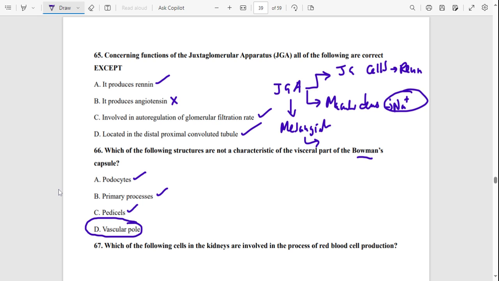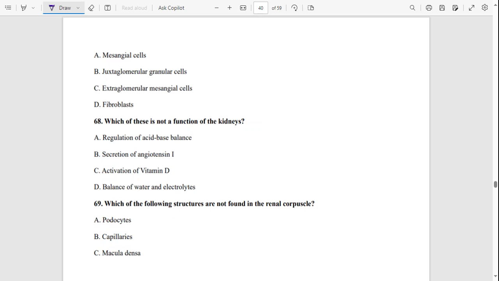Which of the following cells in the kidney are involved in the process of red blood cell production? So we had said mesenchymal cells produce erythropoietin, which is involved in red blood cell formation. 68.